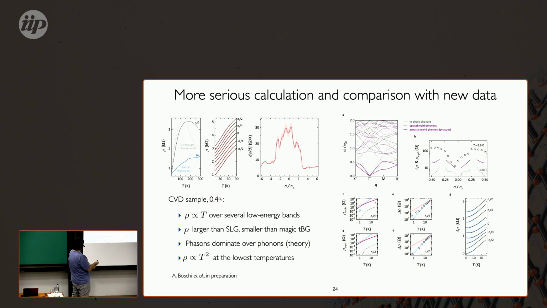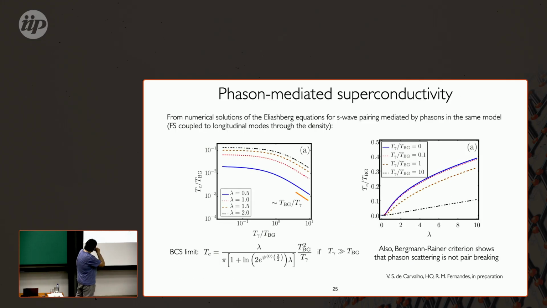And a very important thing in these experiments is linear in T across 4 minibands. And then at the lowest temperature it is always T squared, which is also something that the phason theory predicts, but this is not what you would expect for acoustic phonons. And that's my last slide.